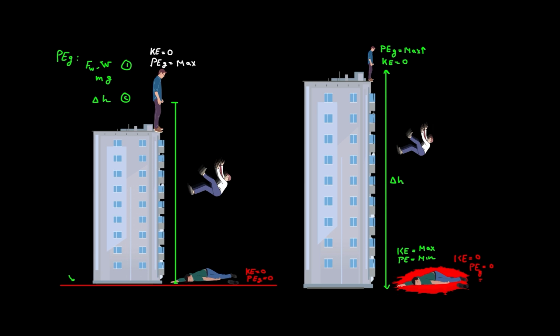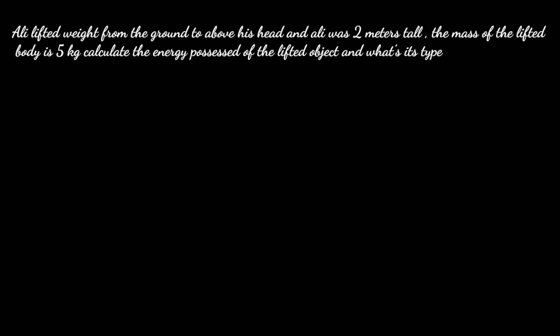By the way, we put the letter G under the symbol PE because it comes from the word gravity. Gravity means attraction. We notice that the gravitational potential energy is always related to two interacting objects, one relative to another. Take this example. Ali lifted weights from the ground to above his head.